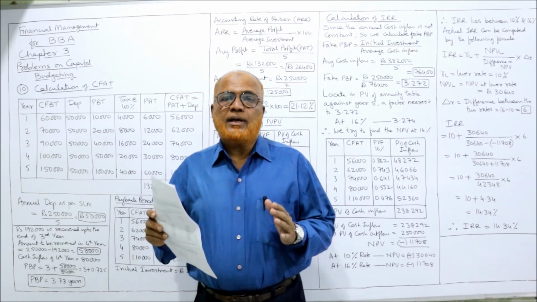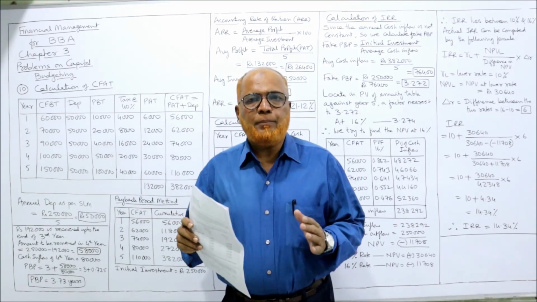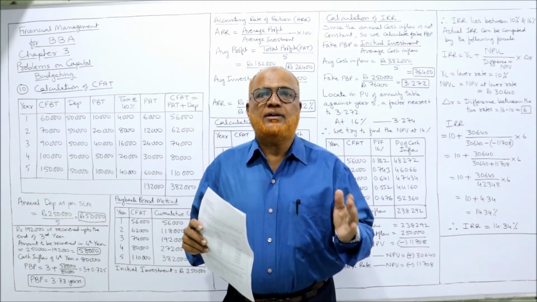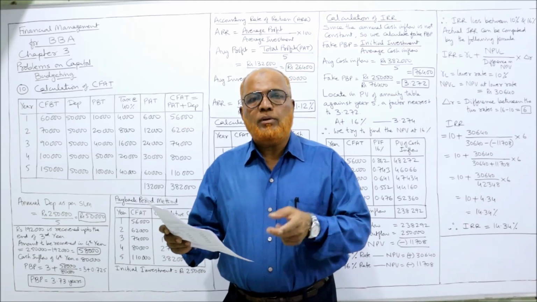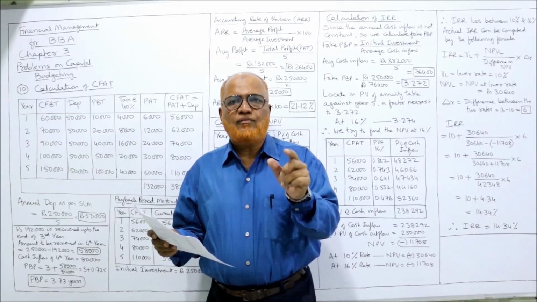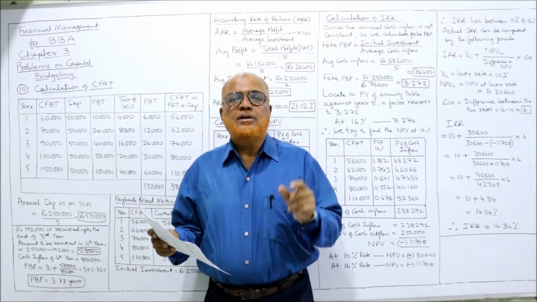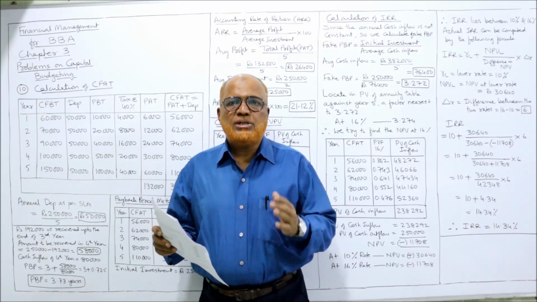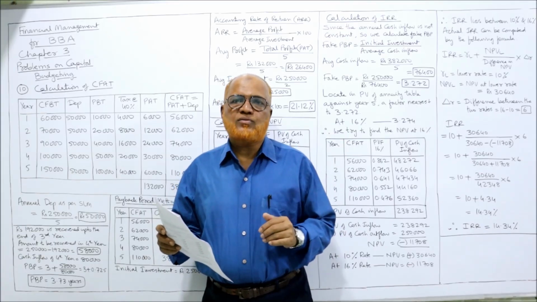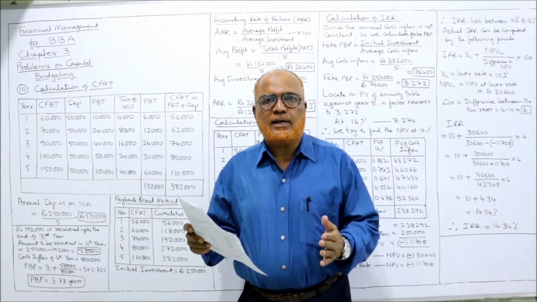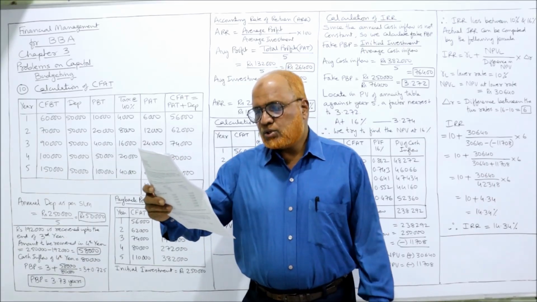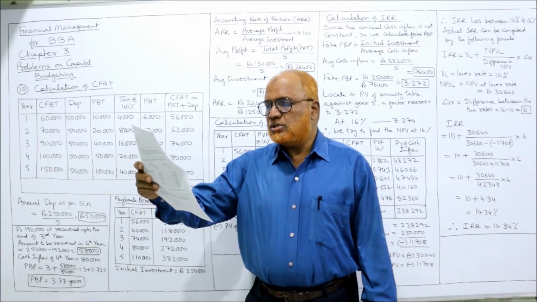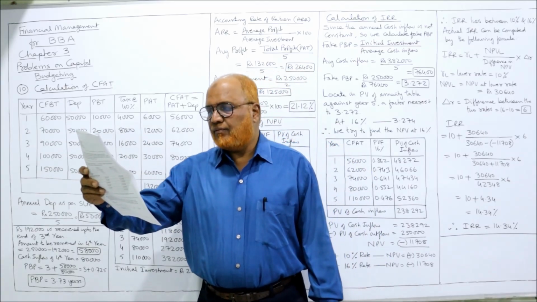So for calculating PBP, NPV, IRR, we need cash flow after tax. But in this problem, the new point is cash flow before tax is given, CFBT. We have to convert this into CFAT, cash flow after tax. That is called cash inflows. So first year, second year, up to 5 years, cash flows are 60,000, 70,000, 90,000, 1 lakh, 1,50,000.